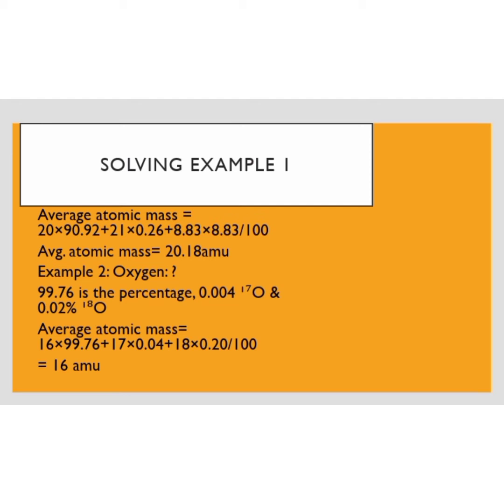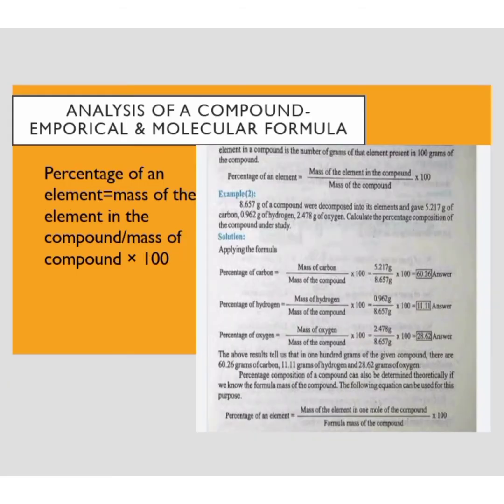Example 2, this I am going to solve: if we are having 99.76 percentage of O16, 0.04 of O17 and 0.20 of O18, then average atomic mass is equal to 16 into 99.76 plus 17 into 0.04 plus 18 into 0.20, divided by 100. It is 16 AMU.